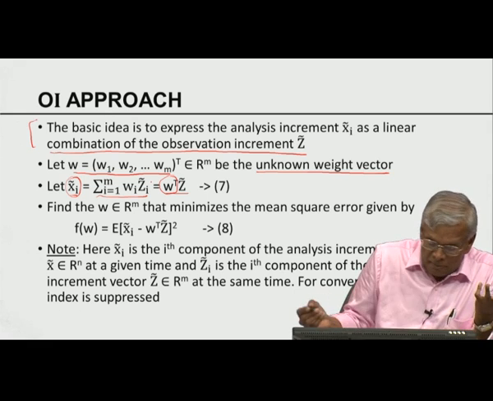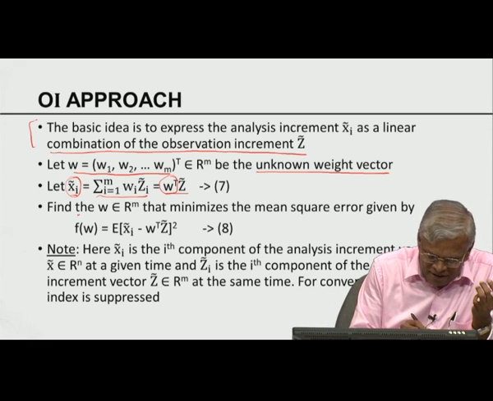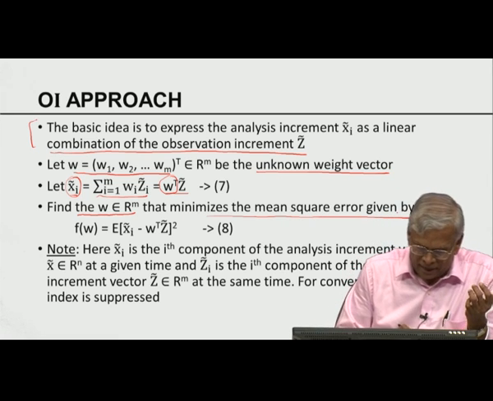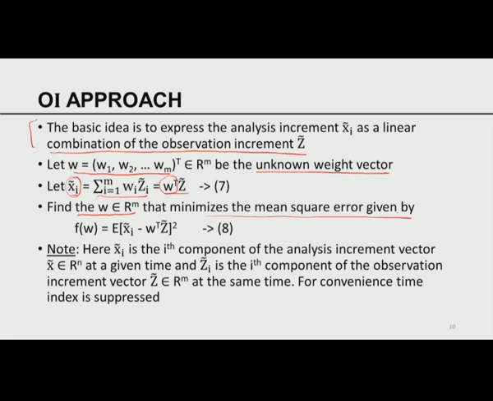So the mathematical problem now reduces to the following: find a vector W belonging to R^m that minimizes the mean square error between the value of the increment at the ith grid and the linear combinations. Because the underlying quantities are all naturally random, I have to take the expected value. So the objective function here is the mean of the square of the error.